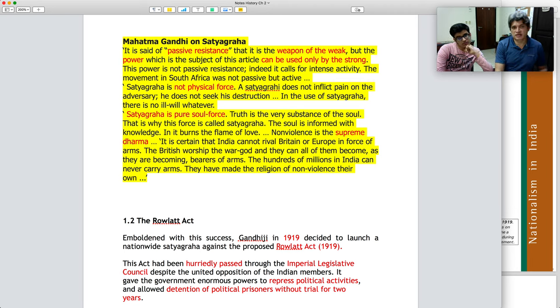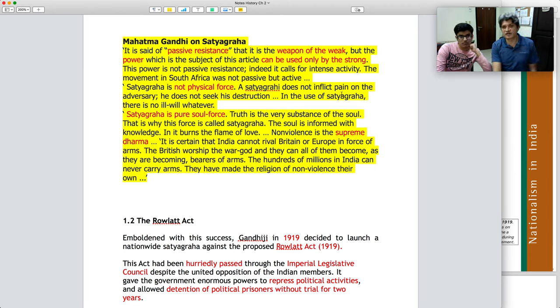So he says that even though we don't have to be actively resisting, we don't have to be violent, it doesn't mean that you are not going to do much activity. You have to be intense in what you're doing. So the movement in South Africa was not passive but active. Satyagraha, which is fighting for the truth, is not physical force.